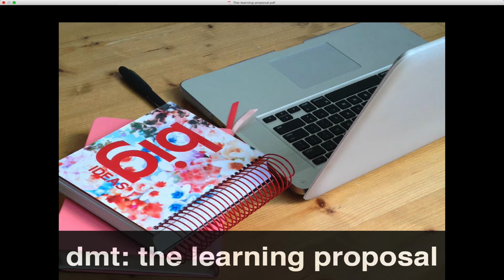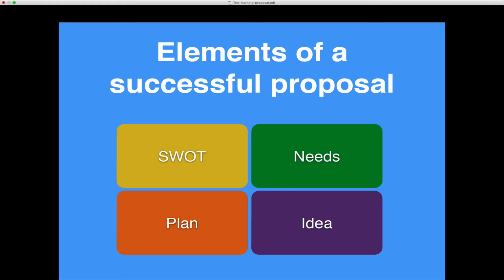Alright, I'd like to talk a little bit about the learning proposal you'll be submitting shortly. That's assignment 2 in the subject outline. So what are the elements of a successful learning proposal? Firstly, there's the SWOT analysis, there's needs outlined, there's a clear plan, and a strong idea.